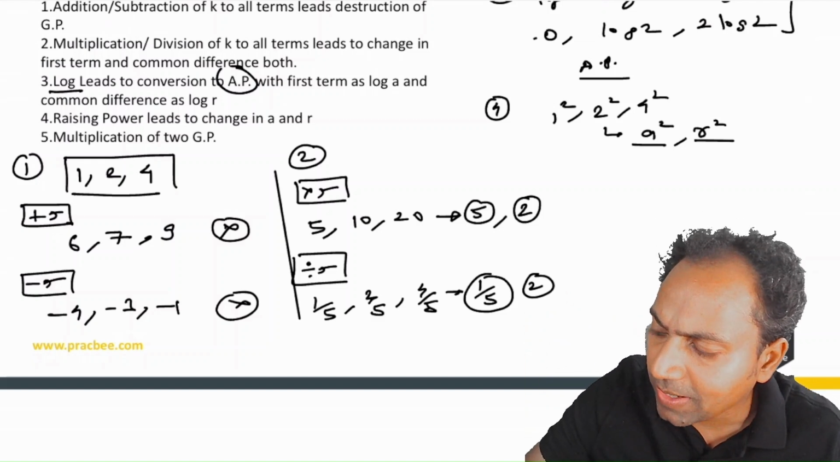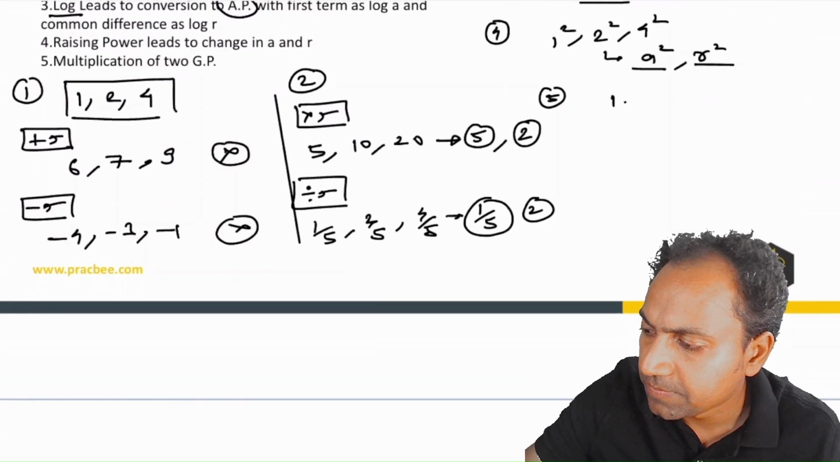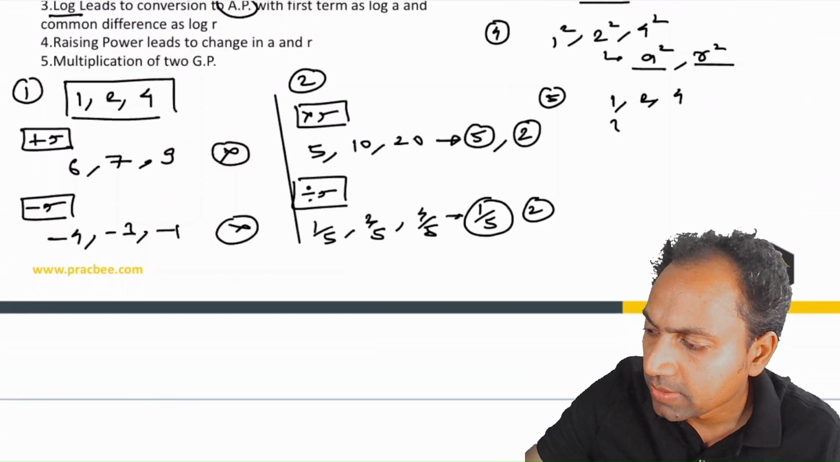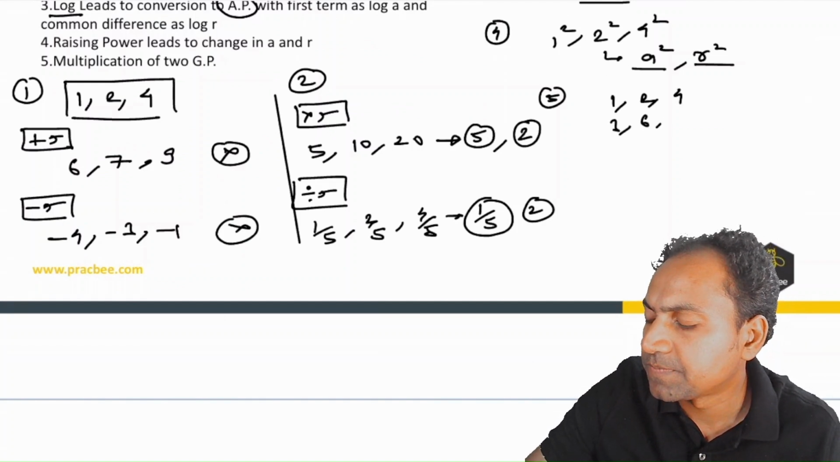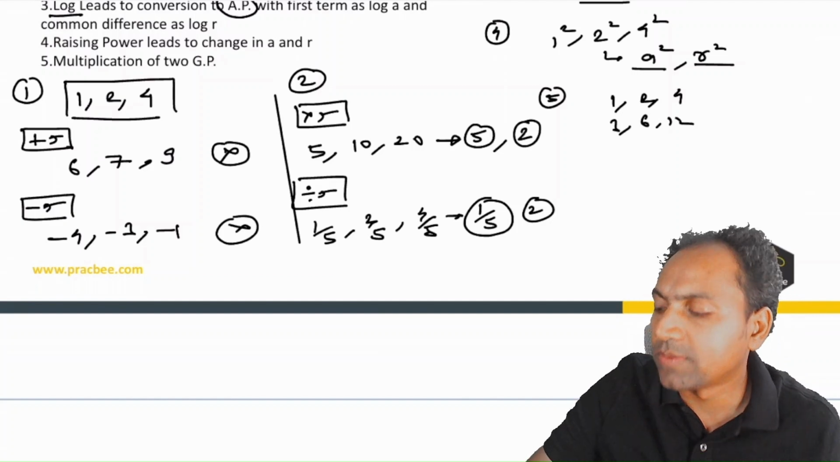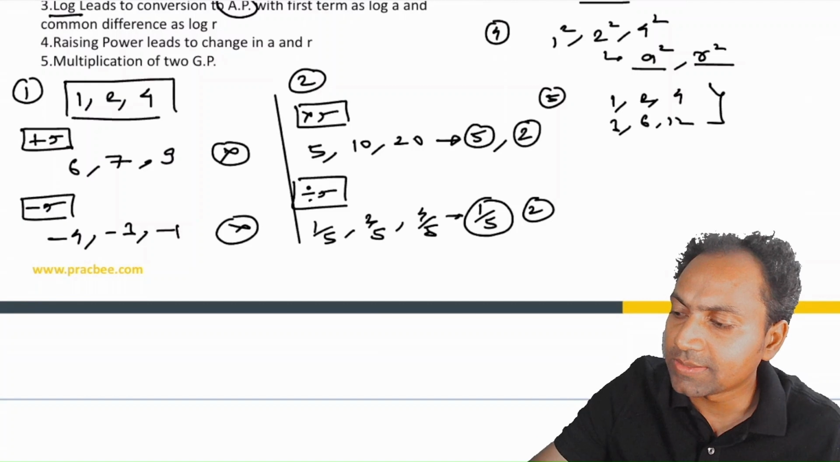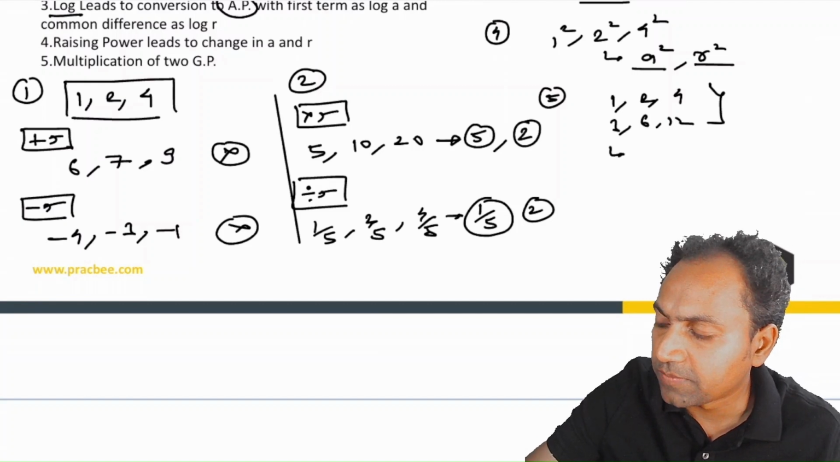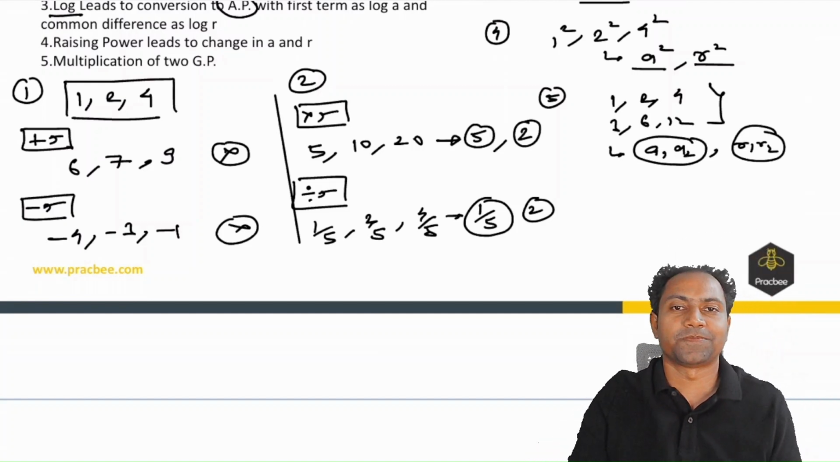Now in the fifth part, what they are saying is if you multiply two GPs, let us say 1, 2, 4 and 3, 6 and 12, then their first term will be the multiplication of both the first terms, and their common ratio will also be the multiplication of both the common ratios.